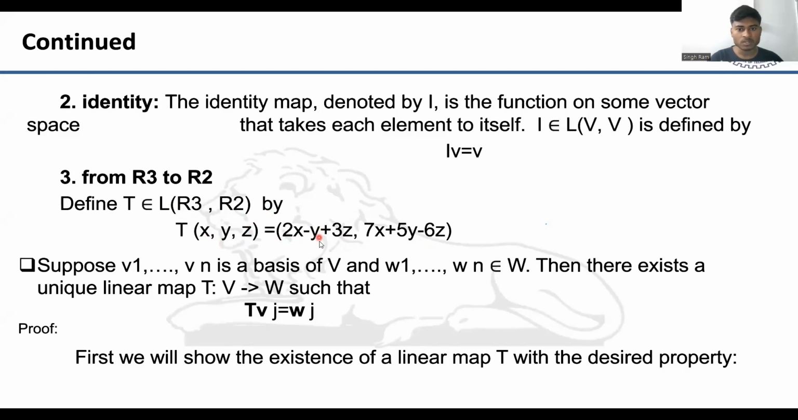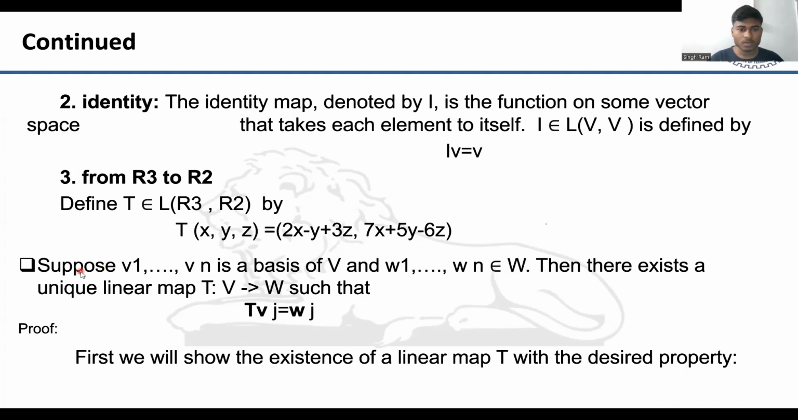Here in R2 there are two components: the first component is 2x minus y plus 3z, and the second component is 7x plus 5y minus 6z. This may be dependent, or this may not be dependent. It depends on how we are using linear, how we are connecting this, right?